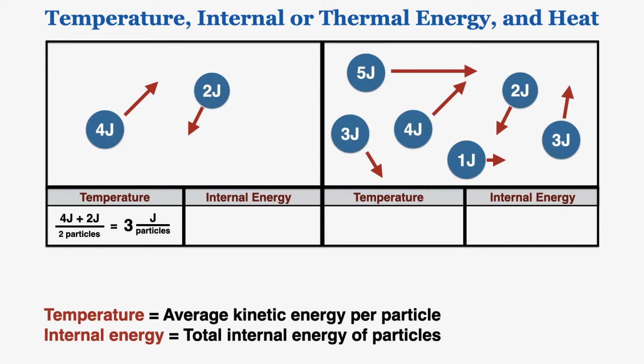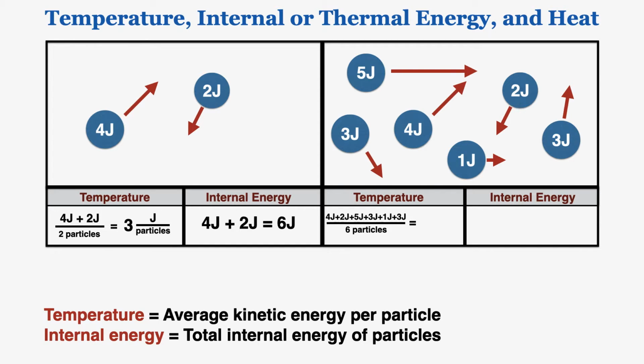The internal energy is the total energy that exists in the material. So the total energy here would just be 6 joules. So that's a way of understanding the difference between temperature and internal energy. Temperature is an average energy per particle, and internal energy is just the total sum of the energy that you have in a material.